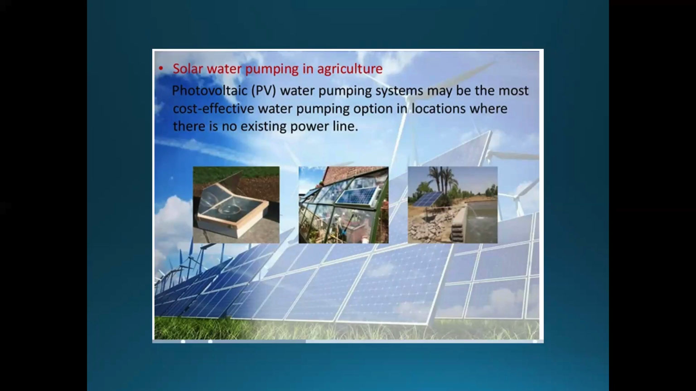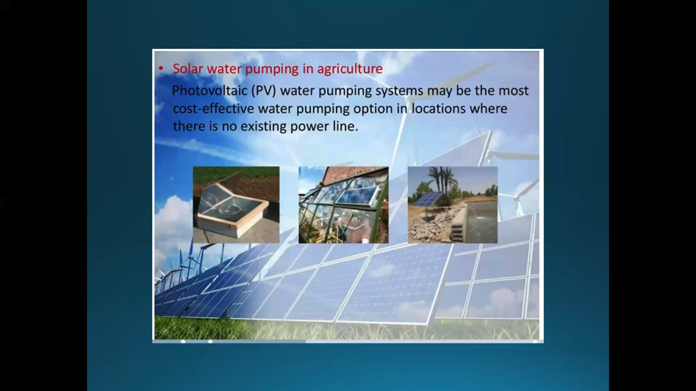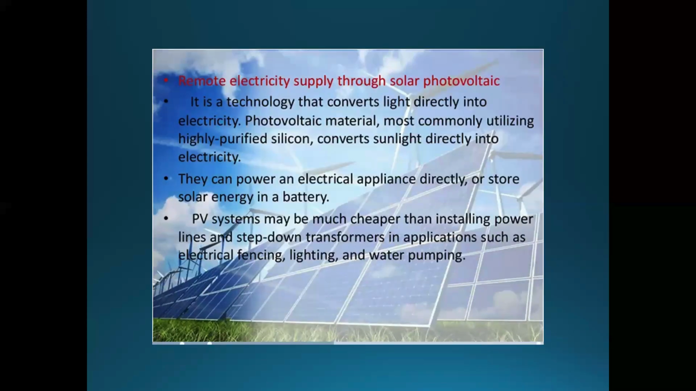PV water pumping systems are the most cost effective water pumping option where we don't have an existing power source or electricity supply. There are certain villages that may not have an electricity supply. There we can directly install these photovoltaic panels and generate electricity. That electricity can be used for pumping water, and that water can be used for irrigation in our fields. Not only that, we can use that electricity for household purposes also.